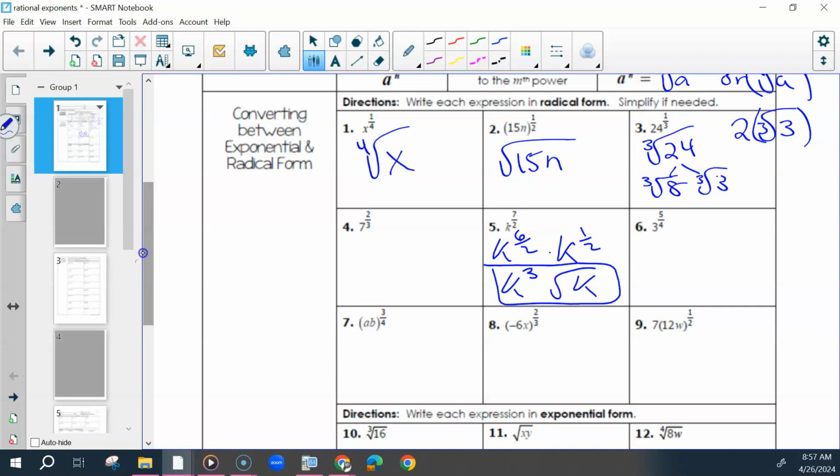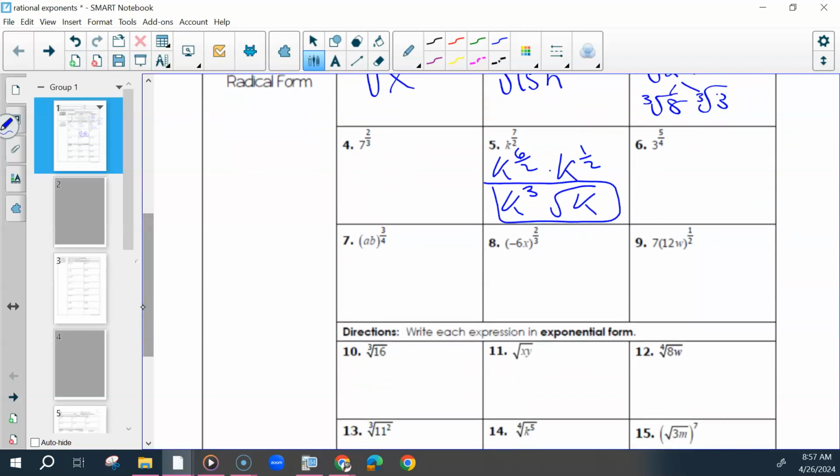Going on to, let's do 7. We have to rewrite this. The fraction, the denominator is going to be your number root, the numerator is going to be your exponent. How would I write that in radical form?